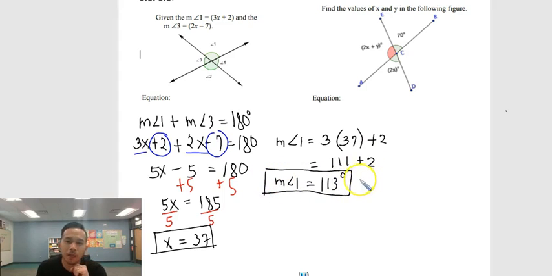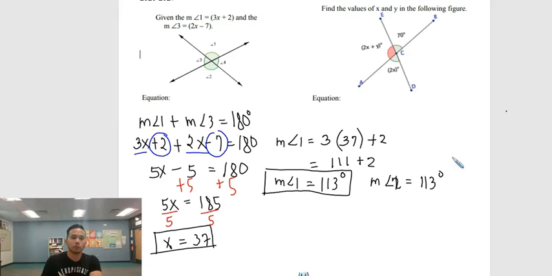Now, angle 1 is a vertical angle with angle 2. I'll repeat. Angle 1 and angle 2 are vertical angles. Therefore, the measurement of angle 2 is equivalent to 113 degrees. By definition of vertical angles, angle 1 and angle 2 are equal, which is 113.